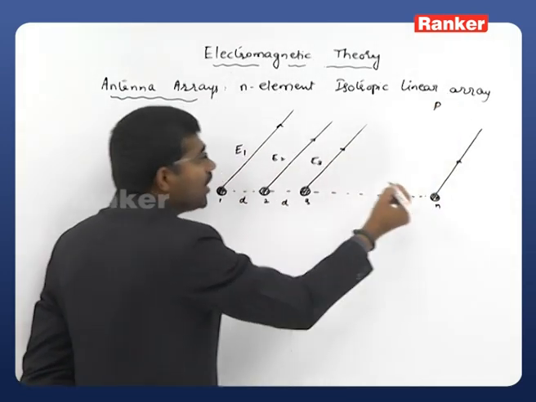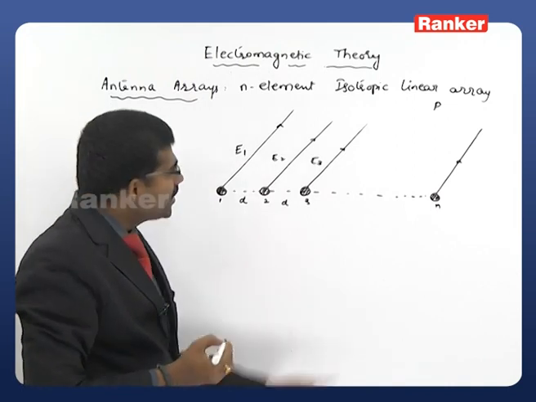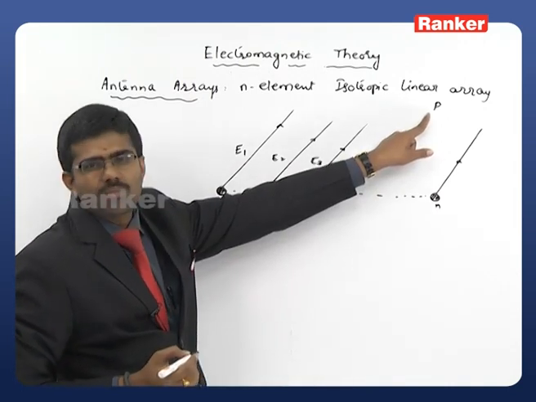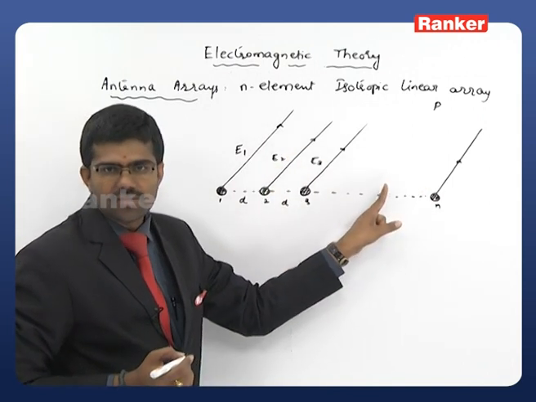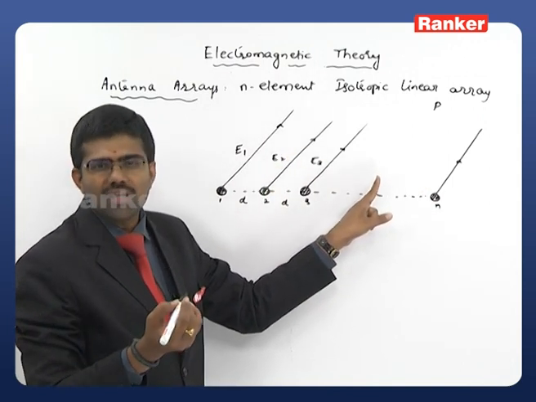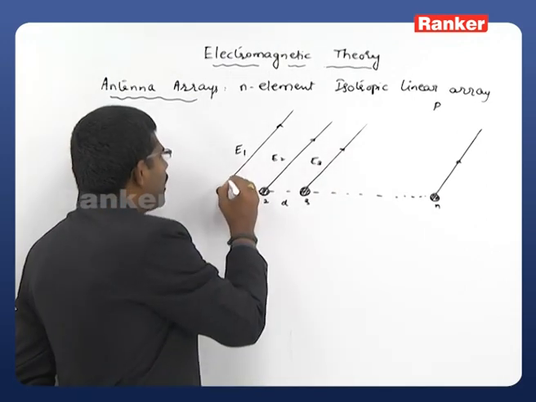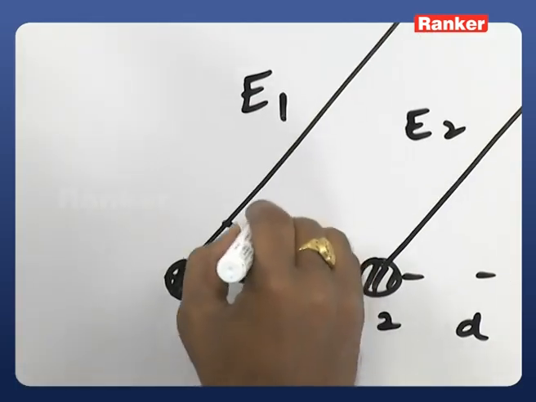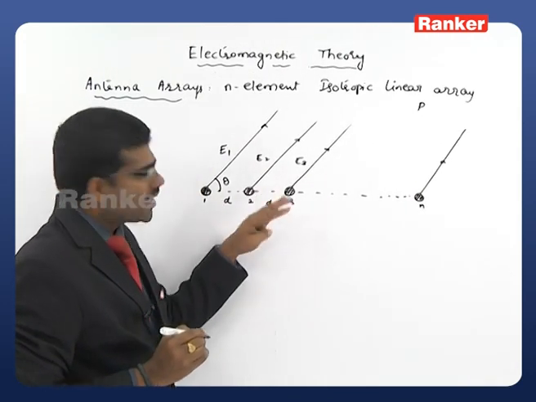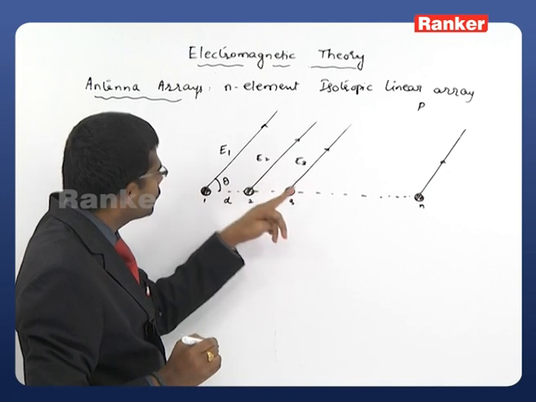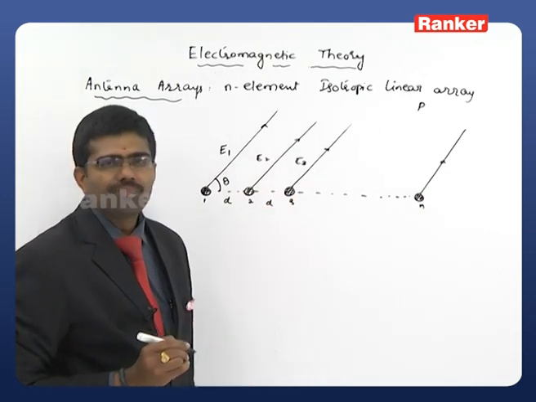This point P is very far away from the antenna array. Since this point P is very far away from the antenna array, I will consider all these lines as parallel lines. They are not exactly parallel, they are approximately parallel, and assume that all of them make an angle of theta with the array axis. This is theta, this is also theta, this is also theta, and finally this is also theta.